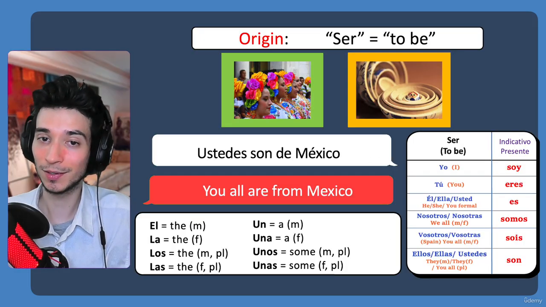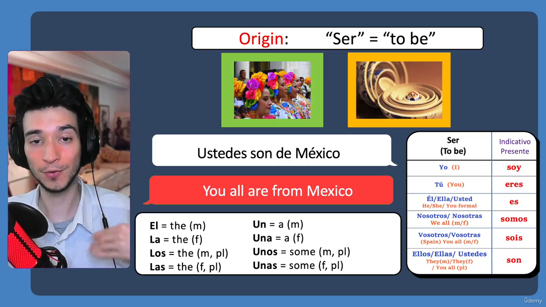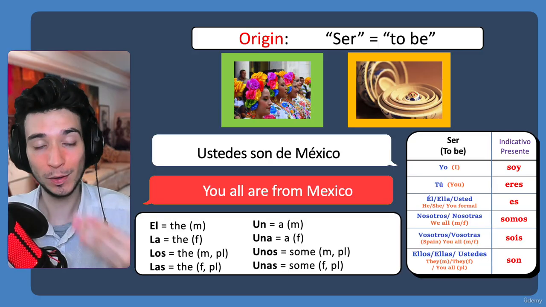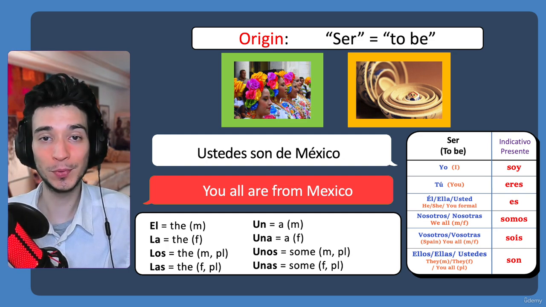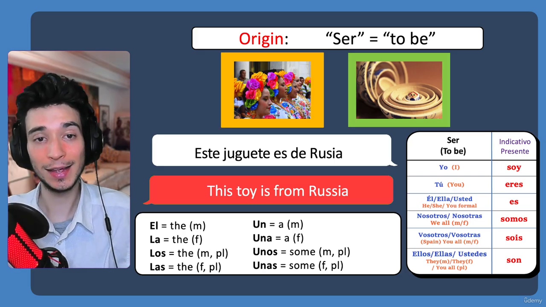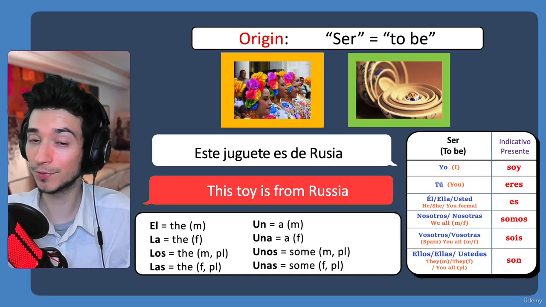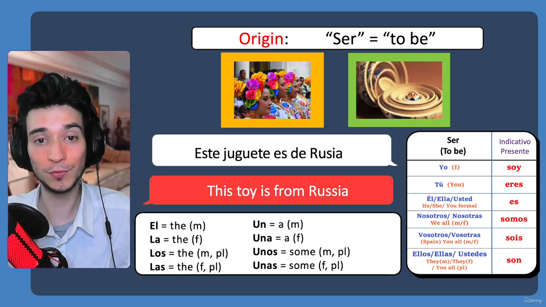Let's see the examples. Here we have, ustedes son de México. You all are from Mexico. Ustedes son de México. You all are from Mexico. And the next example, here we have, este juguete es de Rusia. This toy is from Russia. Este juguete es de Rusia. This toy is from Russia.